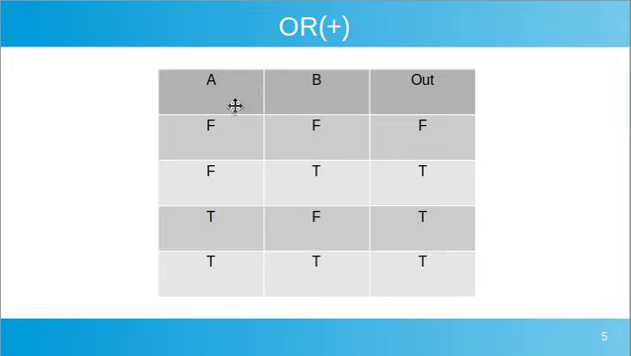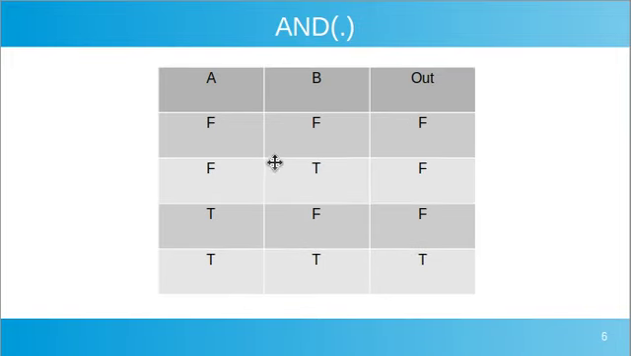These are all the possible combinations of A and B, that is false false, false true, true false, true true. Now if the value of A and the value of B both are false, then the output is false. Otherwise false true is true, true false is true, true true is true. So the output will be false only if both of the input values are false. This is the case for the OR operation.